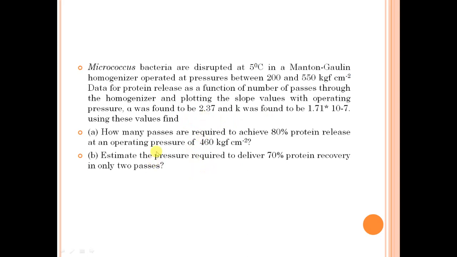Okay. So how many passes are required to achieve 80% protein release at operating pressure of 460 kgf per centimeter square? So operating pressure is given and 80% release. So R value is given to us. We need to find out how many passes, N, in case A. Whereas in case B, estimate the pressure required, so P is equal to how much to deliver Rm, that is your protein recovery. R value, that is 70%, is given and number of passes is given to be 2.